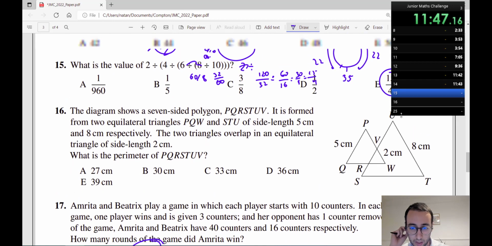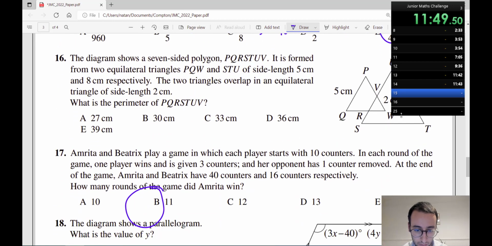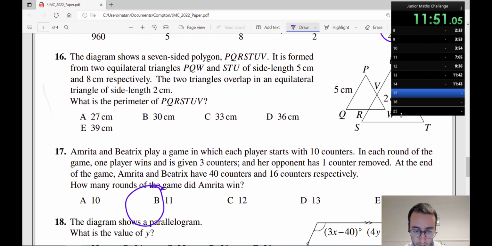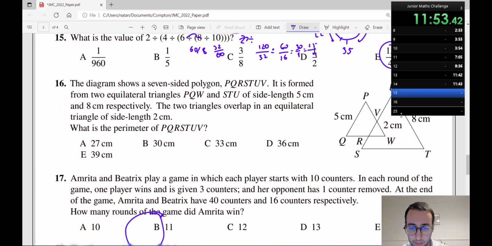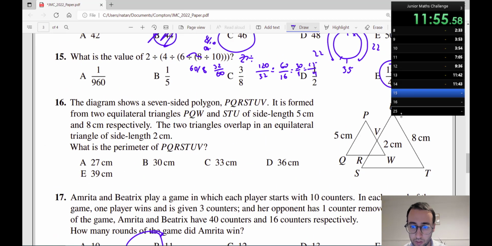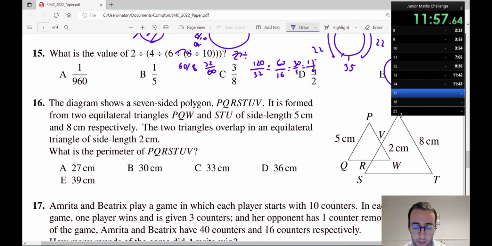This diagram shows a seven-sided polygon. Oh, what are you doing here? Diagram shows a seven-sided polygon. It is formed of two equilateral triangles of side length 5 and 8. The two triangles overlap in an equilateral triangle, side length 2. What's the perimeter of this whole thing?